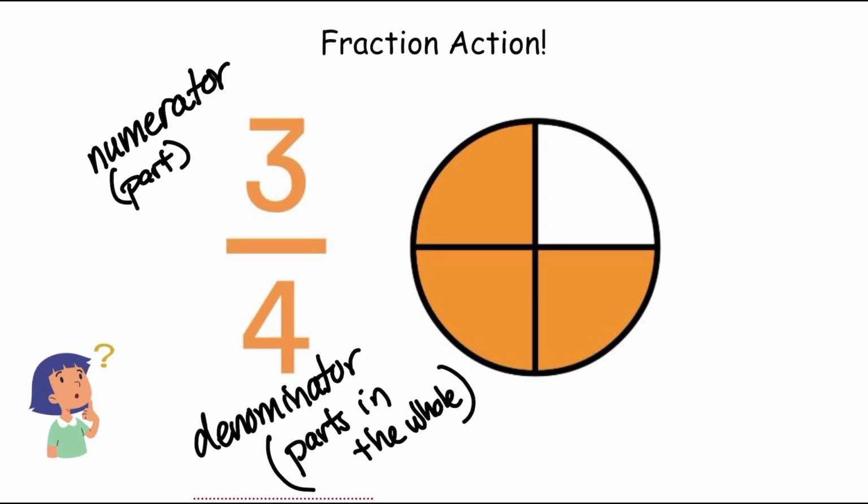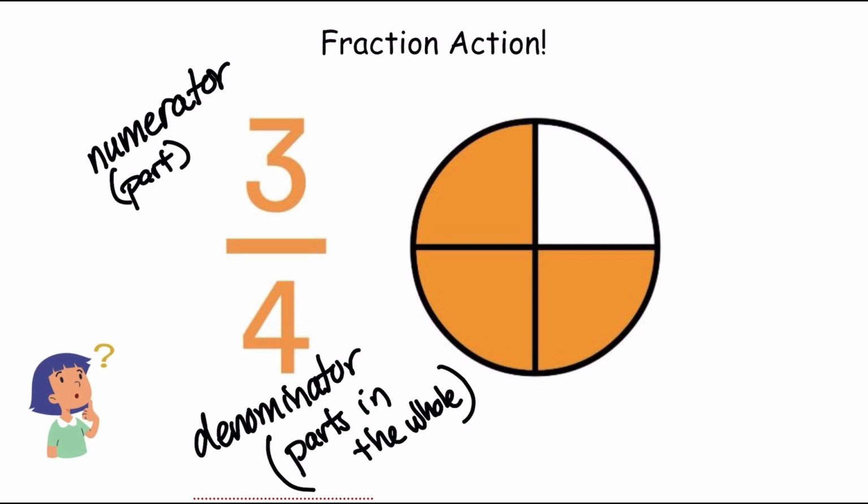Well, looking here, I see my circle. I notice I have 1, 2, 3, 4 parts altogether. So that's my denominator. But only 1, 2, 3 are my focus. So my orange part represents 3 out of 4 in the circle. We're going to use a lot of terminology, so I want to make sure we were super clear before we got into this fraction action.